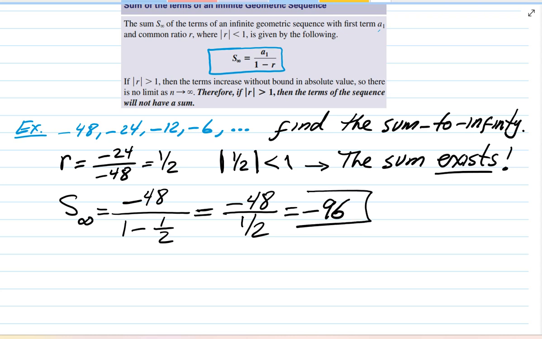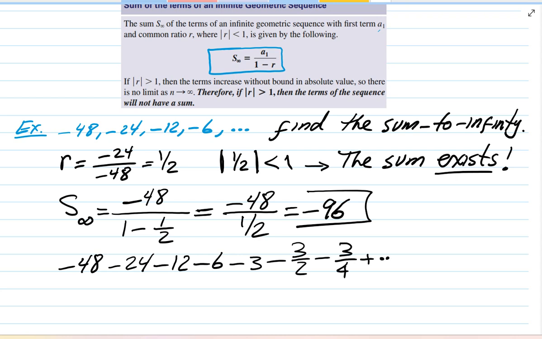Isn't that great? If I add negative 48 plus negative 24 plus negative 12 plus negative 6, each time, notice, it's getting cut by half. Next time, negative 3. Next time, negative 3 halves. Next time, negative 3/4. And so on, all the way to infinity. All of this sum is going to be negative 96.